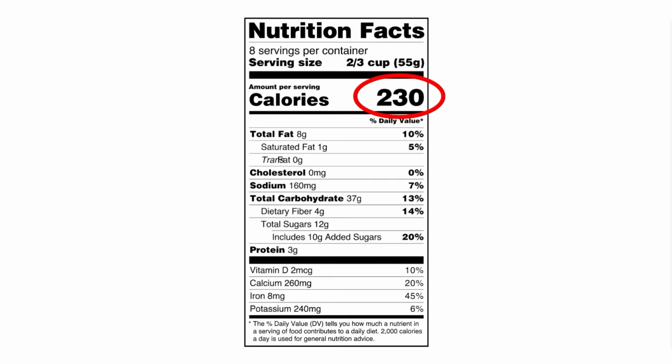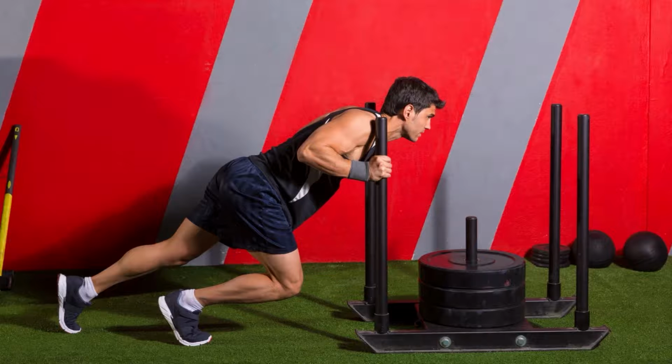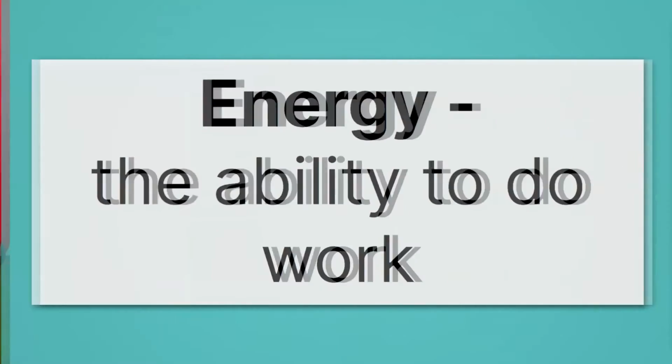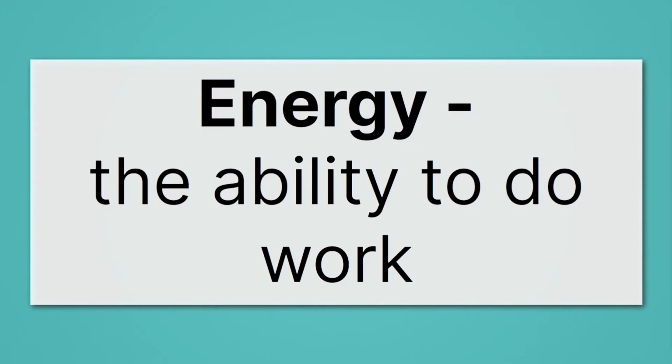And if I eat the cookies, then I can go do work because energy is the ability to do work. What sort of work? Well, I could exercise. So I could push this sled with weights on it. That's doing work. So energy is the ability to do work. And one good example of that is food. Of course, there are many others.